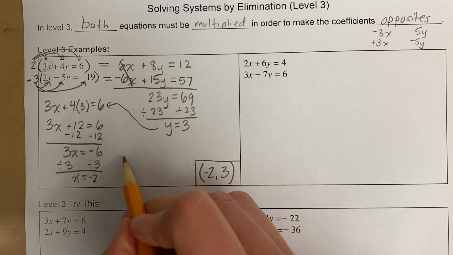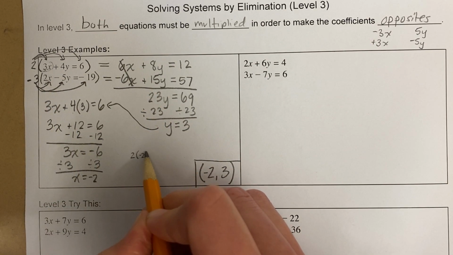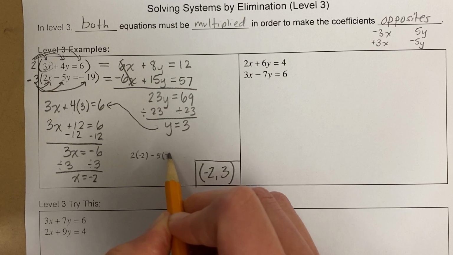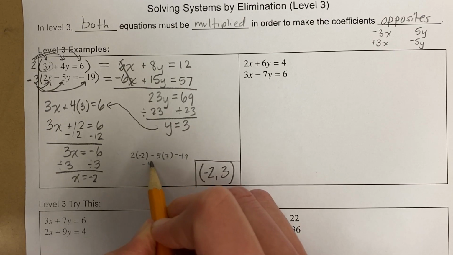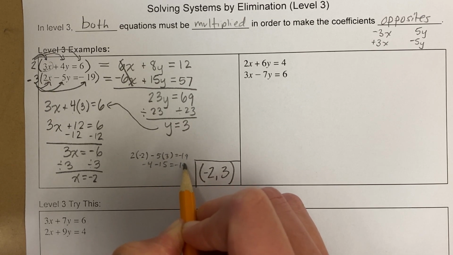As always, I can check by just plugging it into my other equation really fast, making sure that works out. This becomes negative 4 minus 15 equals negative 19, which is true.